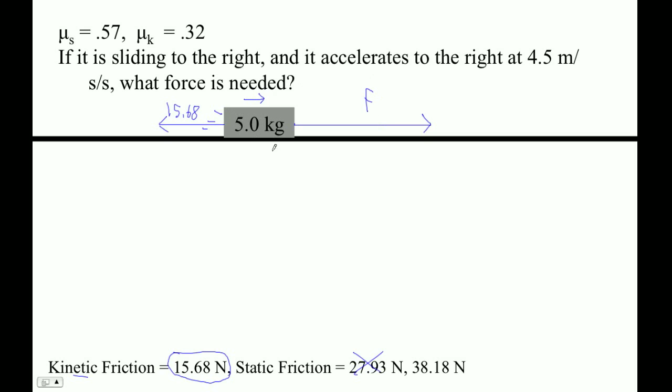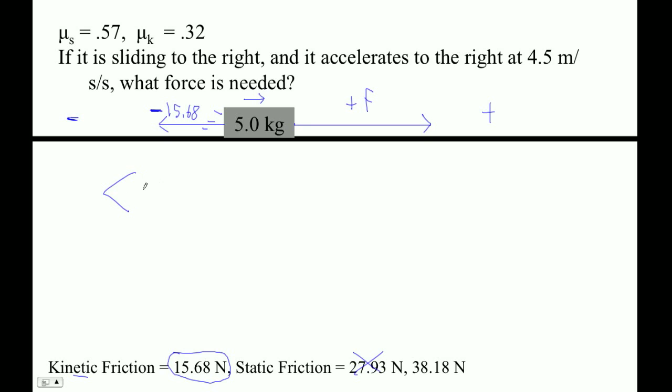Now we solve this just like a net force problem. Let's make this the positive direction, this the negative direction. That makes that a negative force, this a positive force. Now, keep in mind that I make all unknown forces positive. I think it works best that way.